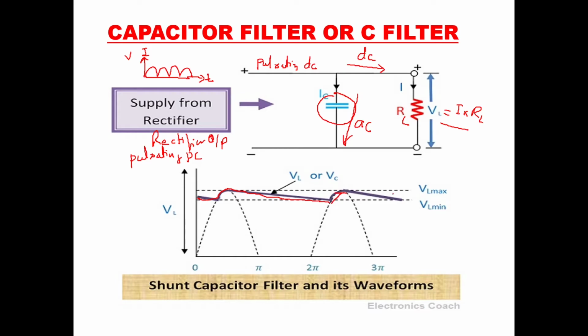That means the value of the voltage remains between VL min and VL max, and you have reduced the AC component. It is always at some fixed value near the peak at the output, and therefore we can call it a pure DC at the output of the filter. So this filter can be used at the output of a rectifier, so that the pulsating DC output of the rectifier is converted into pure DC. This is called a capacitor filter or C filter, where you have only a capacitor connected in parallel with the load.